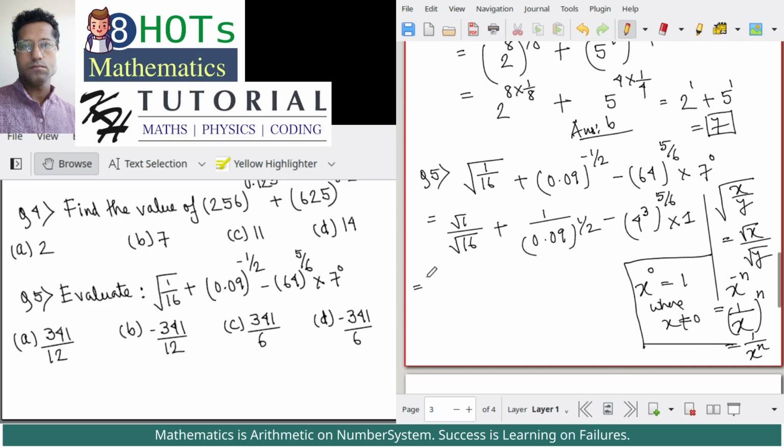Okay, so these are the concepts that I am applying. So this becomes the square root of 1 is 1 and square root of 16 is 4, plus 1 by, now power of half means square root. So this is square root of 0.09. Now it should be very clear that you should be very familiar in finding the square root of decimals.